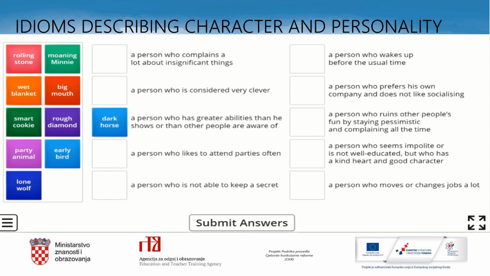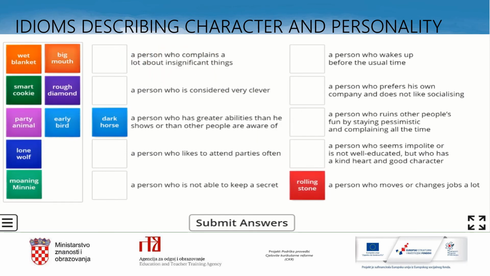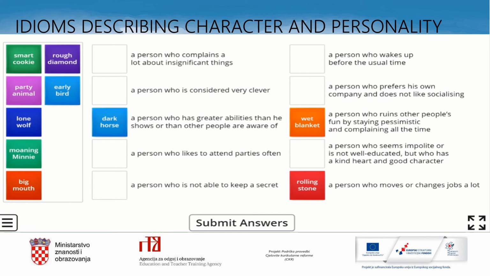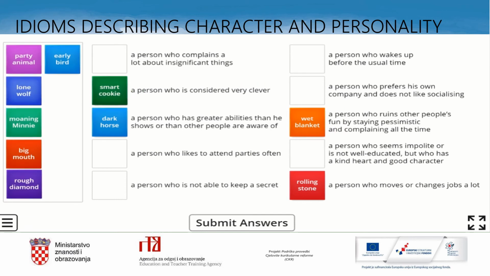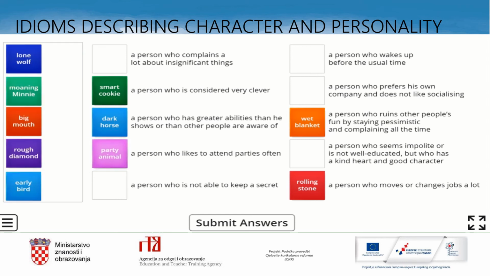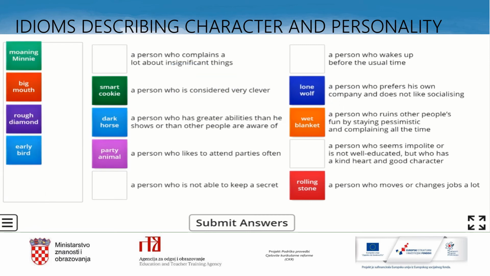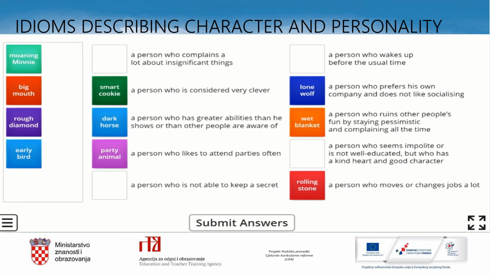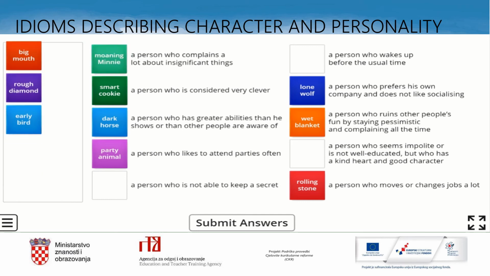A dark horse is a person who has greater abilities than he shows. A rolling stone, a person who moves or changes jobs. Wet blanket, a person who ruins other people's fun by being pessimistic. Smart cookie is considered very clever. Party animal likes to attend parties often. A lone wolf is a person who prefers his own company rather than socializing.